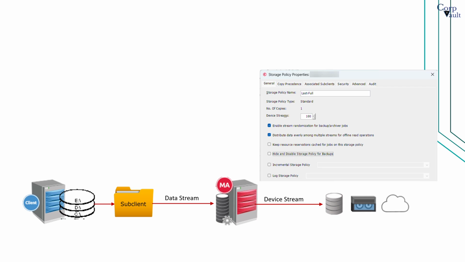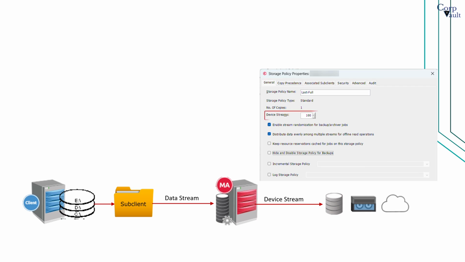Storage policy level. On the storage policy, the number of device streams should match the number of available drives or writers. It sets the upper limit for concurrent jobs using that policy. If the number of jobs exceeds this value, additional jobs will wait until streams are available.